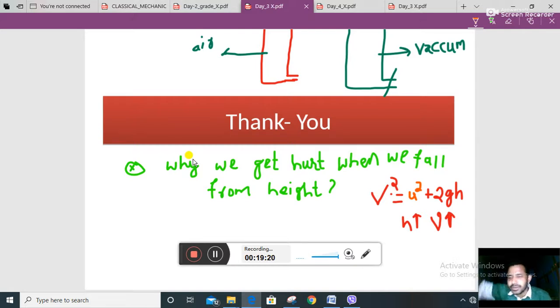No need to put the velocity while throwing, just drop it and it will fall. So no need to give velocity. And if height increases, final velocity increases. If final velocity increases, then you will get hurt. That is the reason you should write it.